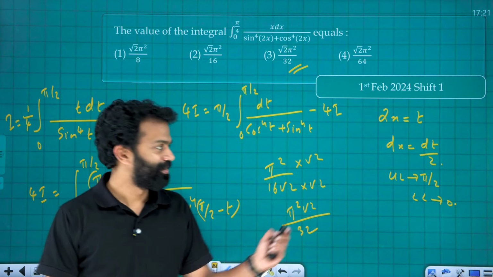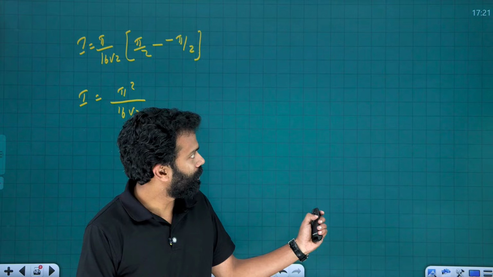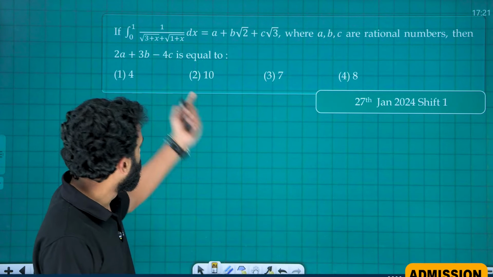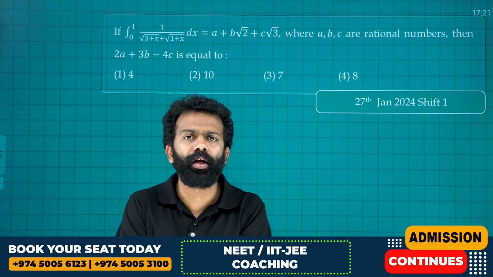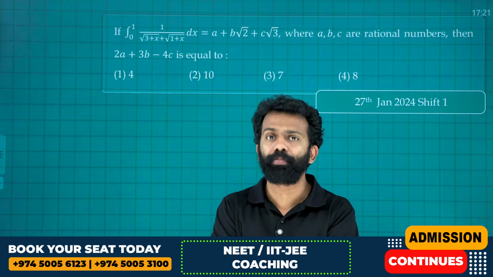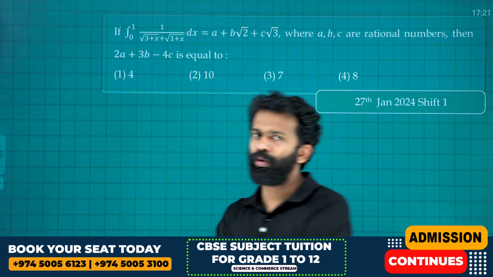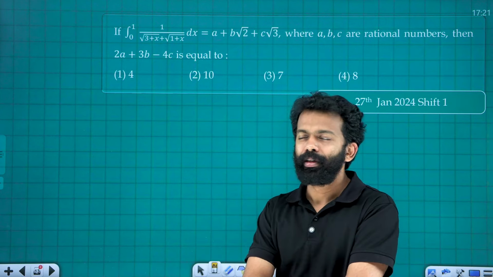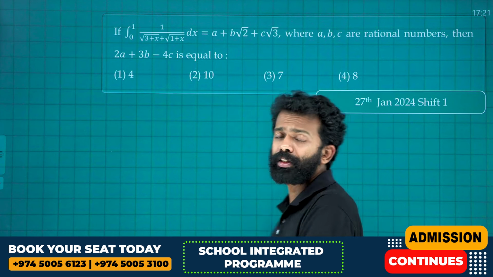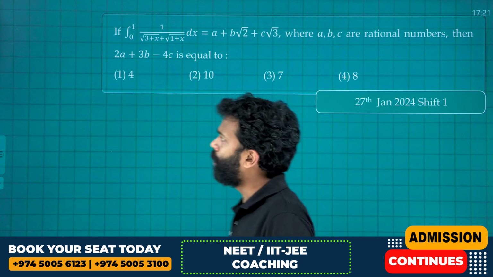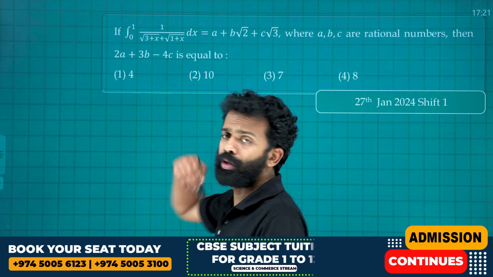Okay, next question. Yeah, a very easy question. Integral from 0 to 1, dx divided by root of 3 plus x plus root of 1 plus x. How are you going to formulate this one? Easy actually, an integer type question. You need to find the value of a, b, c. It is given like a plus b root 2 plus c root 3. You need to find the value of a, b, c and substitute here to get the final answer.